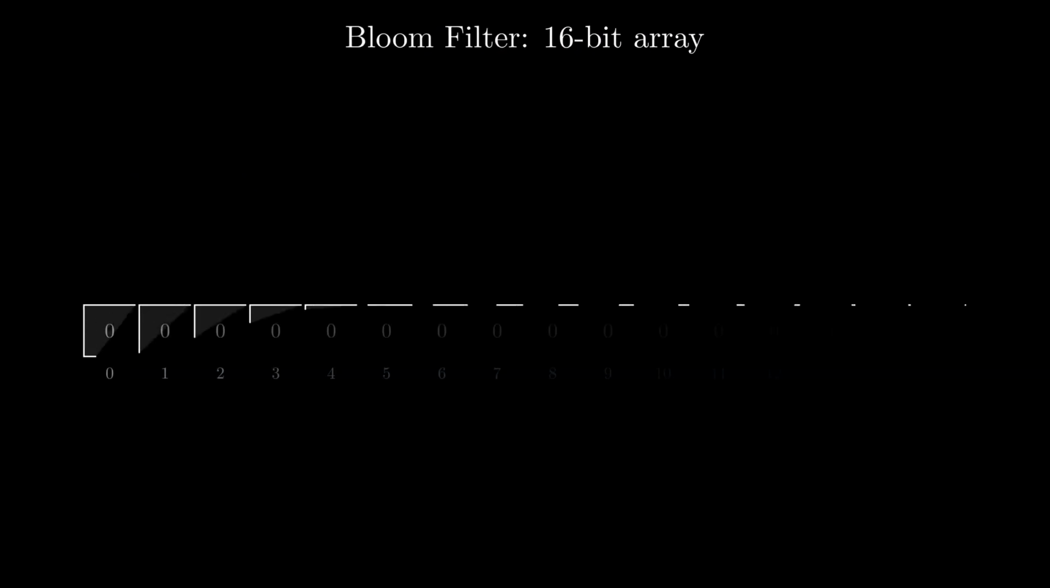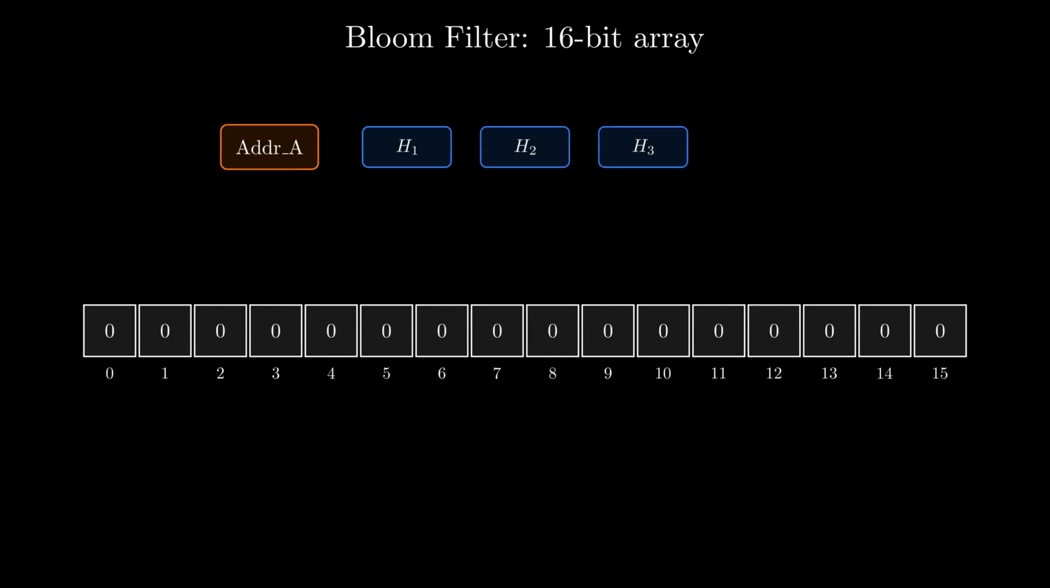Let's add a pattern. Take address A, run it through hash function 1. It returns index 2. Hash function 2 returns 7. Hash function 3 returns 13. We flip bits 2, 7, and 13 from 0 to 1.